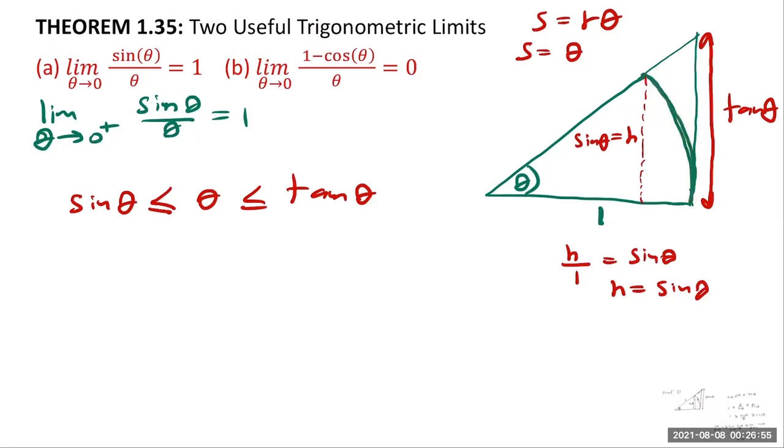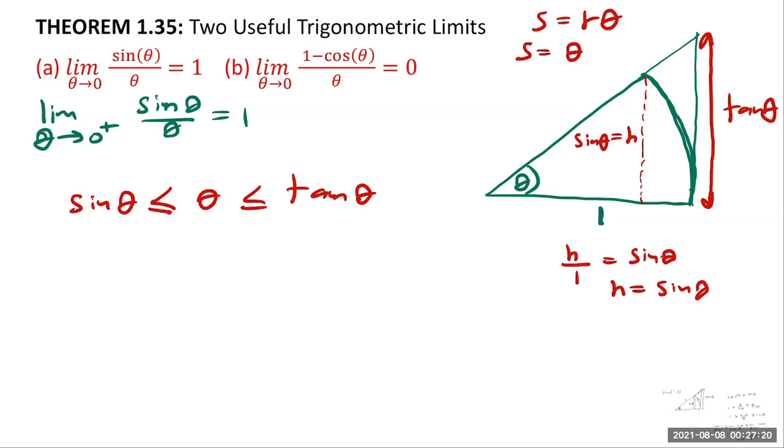But notice that clearly this arc length is bigger than this height, which is sine theta. So I have theta is bigger than sine theta, and clearly this arc length is less than this height, tan theta, by the geometry of this picture. So my theta, the arc length, should be less than or equal to tan theta. Okay, that's how I get this inequality.